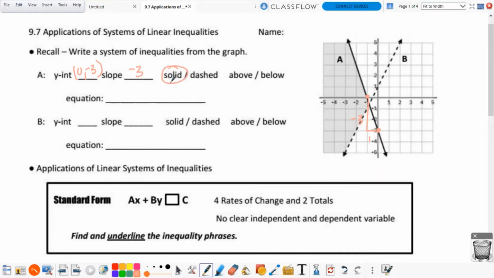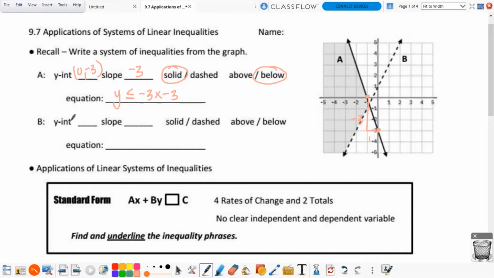We have a solid line, and we are shaded below. So when we write that equation, this is going to be in slope-intercept form, except instead of an equal sign, we're using inequalities. So we're going to have y. All right, so we're shaded below, which means we're less than, and we're a solid line, which means we're less than or equal to. And then our slope, -3x, plus our y-intercept, which is -3, so -3.